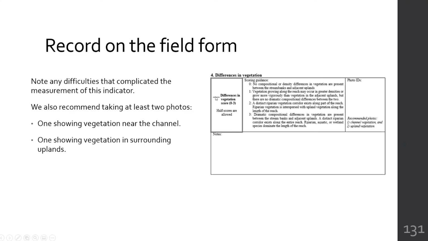So here again, you just record the number from 0 to 3. Half scores are okay. When scoring this indicator, we recommend two photos, one showing vegetation near the channel, one showing vegetation in surrounding uplands. It's not often easy to get a single photo that captures this indicator from one perspective. Occasionally you can, but two photos is usually the best way to do that.